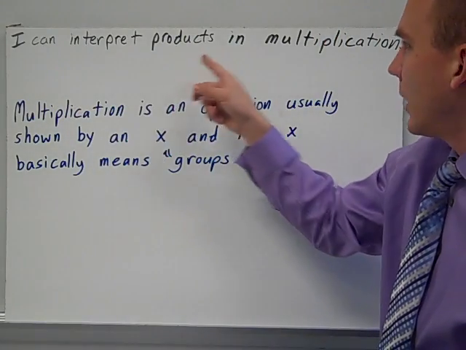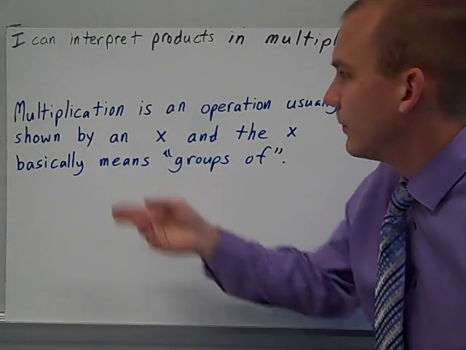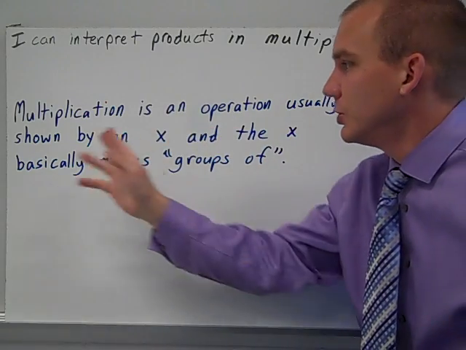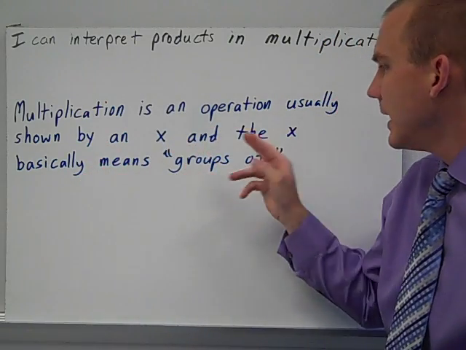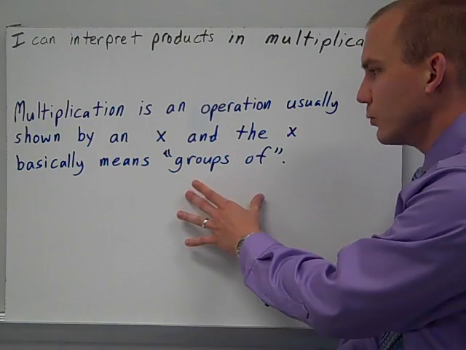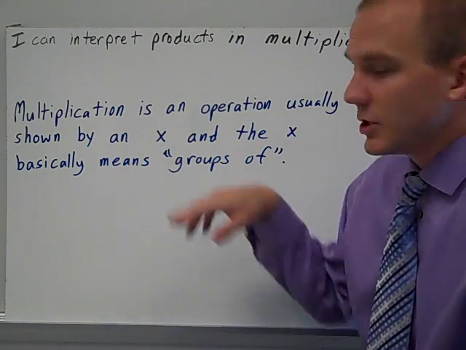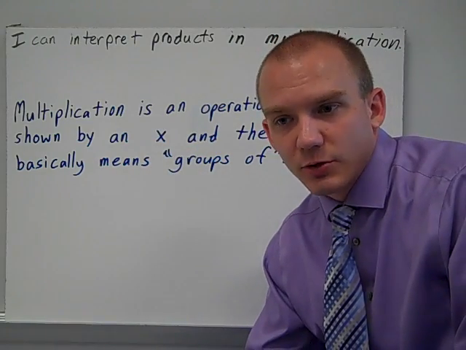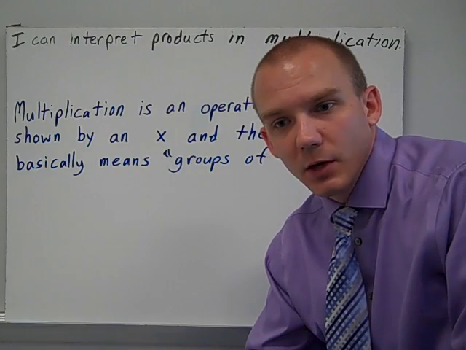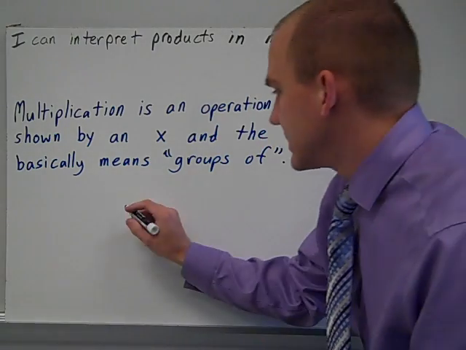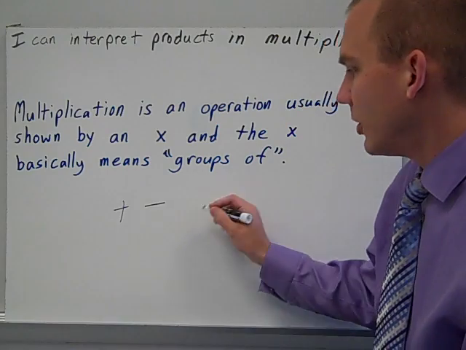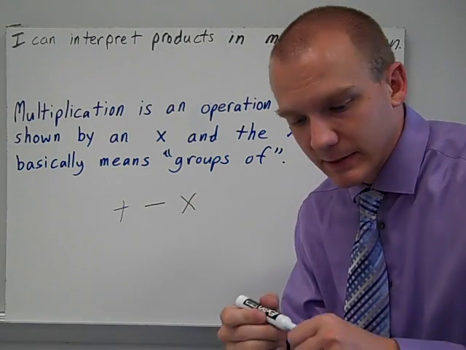I can interpret products in multiplication. Well, multiplication is an operation usually shown by an x, and the x basically means groups of. What I mean by shown by an x, similar to addition or subtraction, you have those symbols, a plus sign and a minus sign. Well, in multiplication, we use an x.